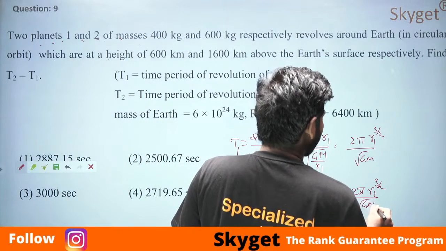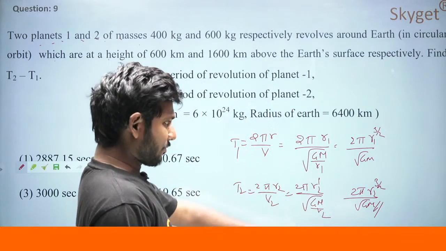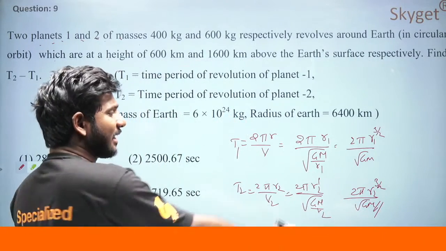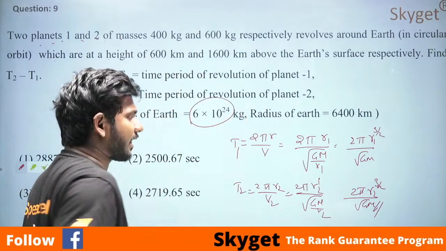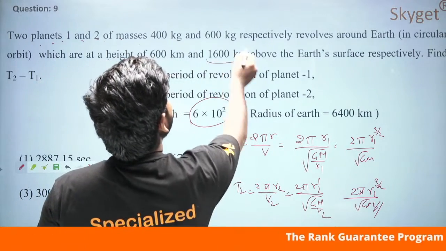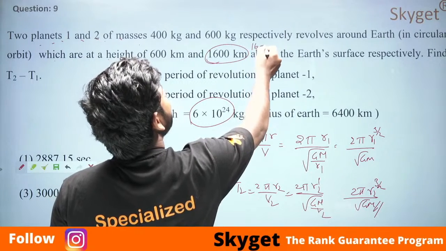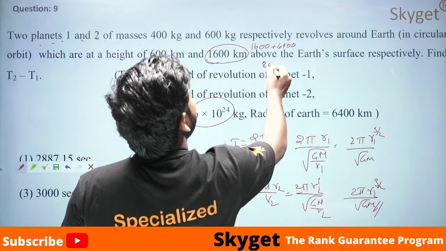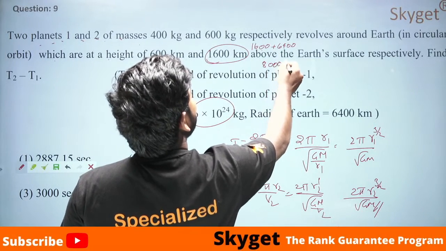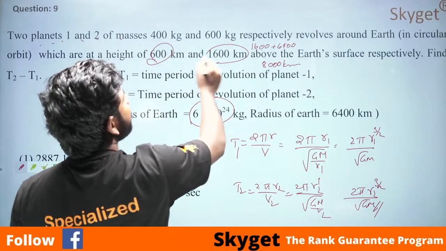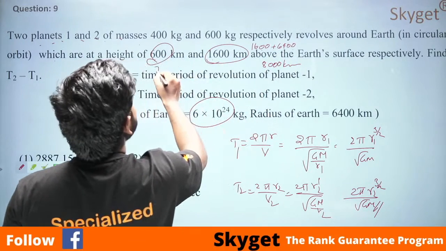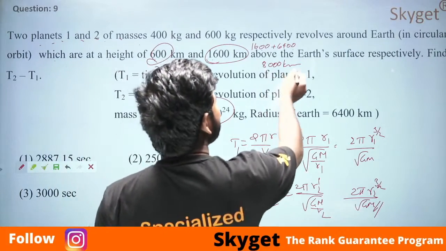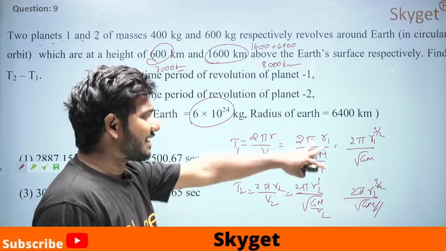divided by root GM. So if you need to find out T2 minus T1, just substitute G as 6.67 into 10 power minus 11, mass is 6 into 10 power 24 of the Earth, radius is 1600 kilometers, means 1600 plus 6400 kilometers, that will be 8000 kilometers. For 600 kilometers, this will be 600 plus 6400, that will be 7000 kilometers. That means 7000 into 10 power 3 meters, 8000 into 10 power 3 meters is the radius, students, here.